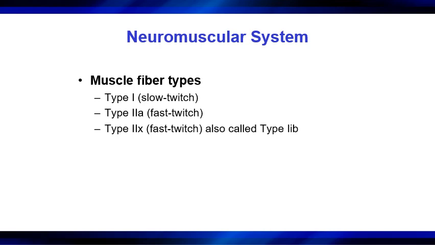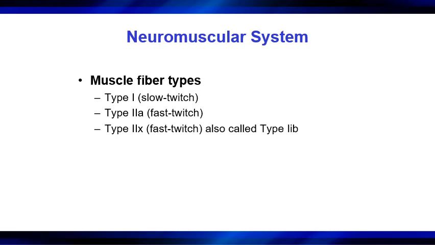We have type 1, which is slow twitch, type 2A, which is fast twitch as well, and we have type 2X, which is also fast twitch. You will sometimes hear them called type 2B. As I'm looking at this right now, this is a typo. This should be type 2B, just like this is type 2X. They call them now type 2X. I don't know why that change happened. They used to be called type 2B.